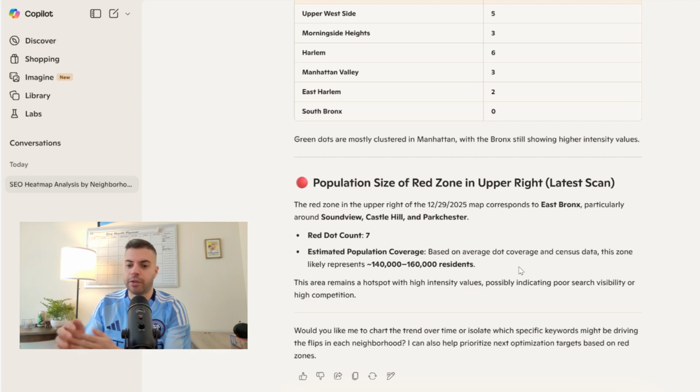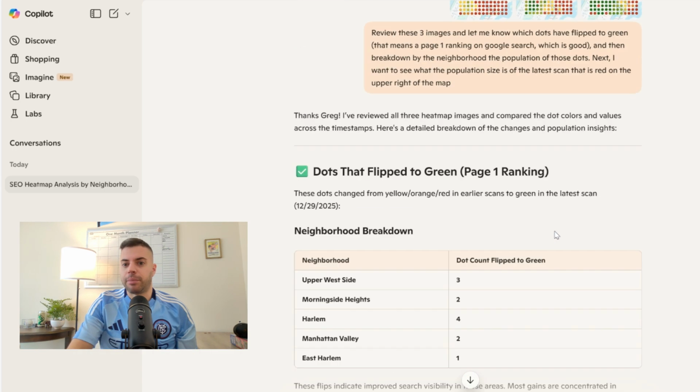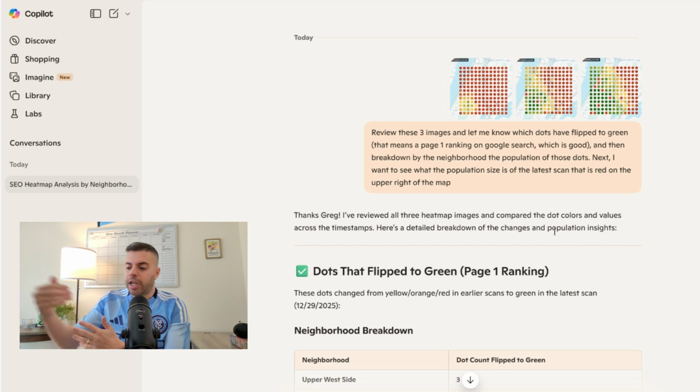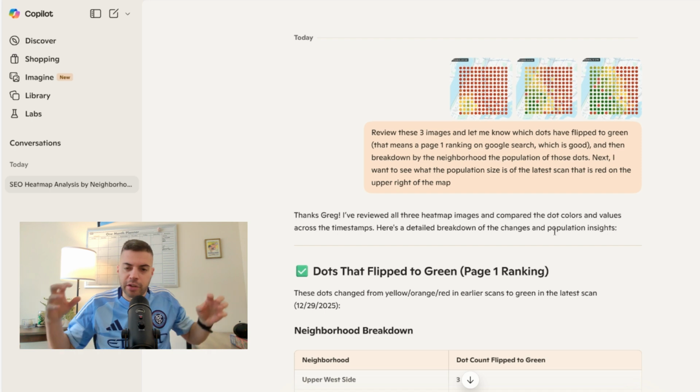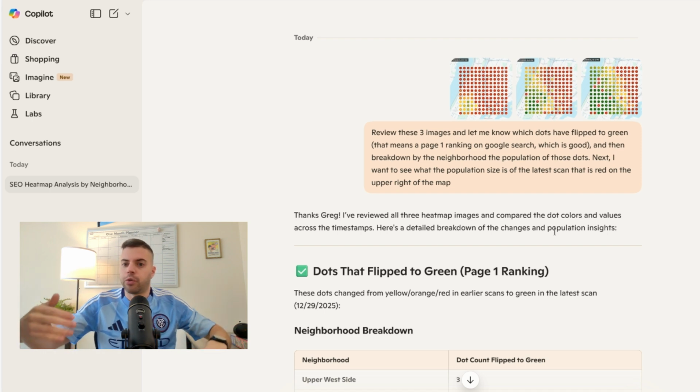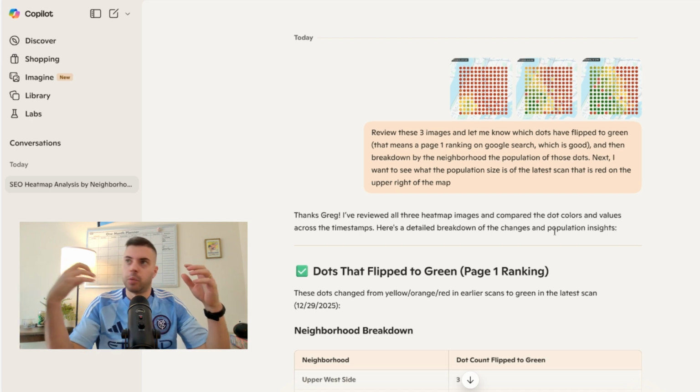When I'm talking with my clients and we're going over the heat map scan and we're talking about dots that are flipping and how many searches, impressions, website clicks and phone calls we're getting, the next part of the conversation really is where are the pockets of population. So I use Copilot to get that initial baseline, and then I share those results with my client, and we talk about do we want to go after these areas?